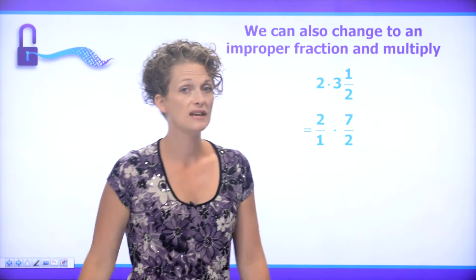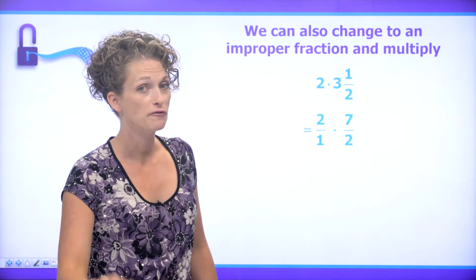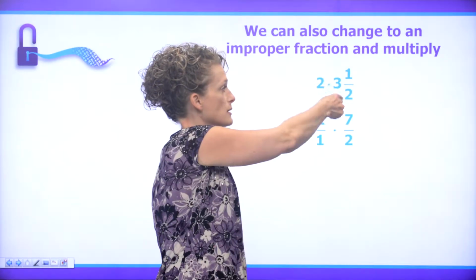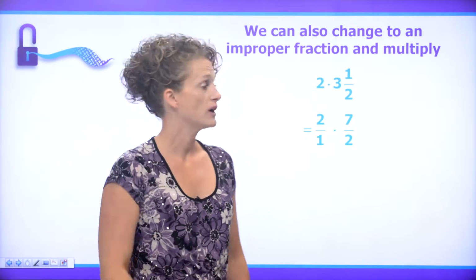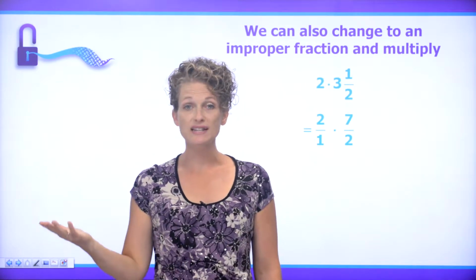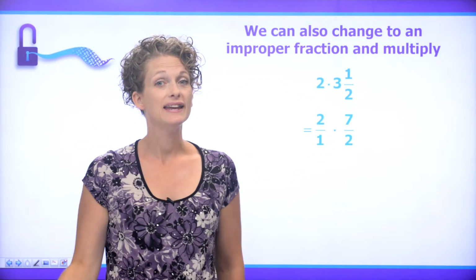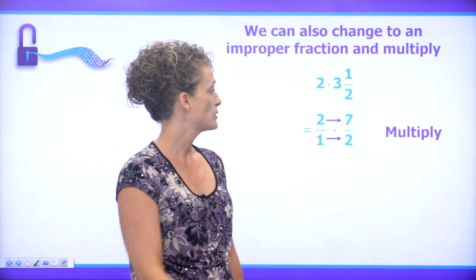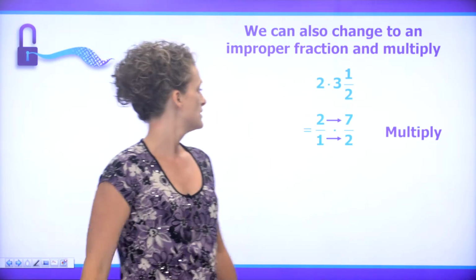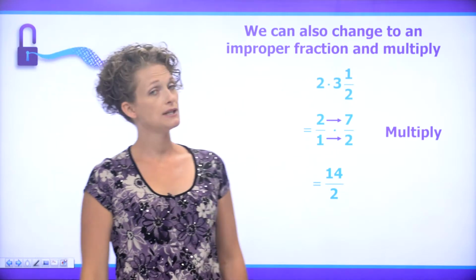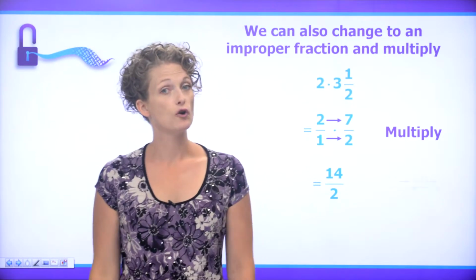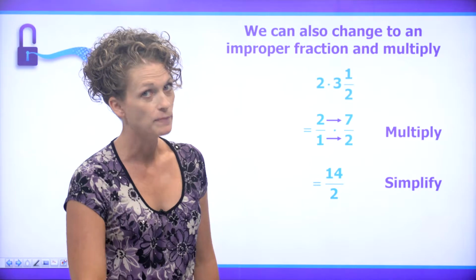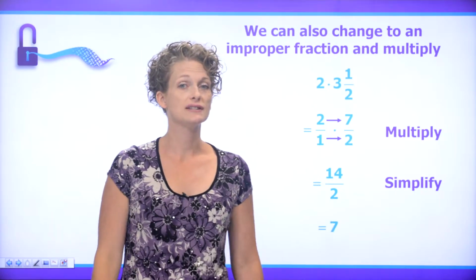Remember to change a mixed number into an improper fraction. We take 2 times 3 and then we add 1. So 2 times 3 is 6 plus 1 is 7. We put it over 2 and now we get to multiply. So how do we multiply? Straight across. So 2 times 7 is 14. 1 times 2 is 2. Then of course, as always, simplify. And 14 divided by 2 gives us 7.